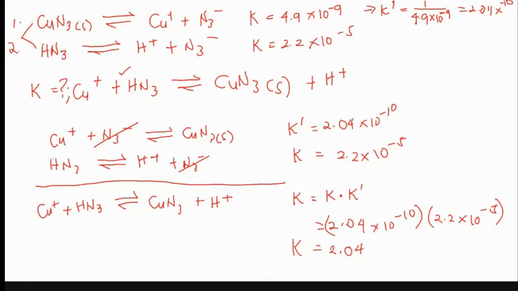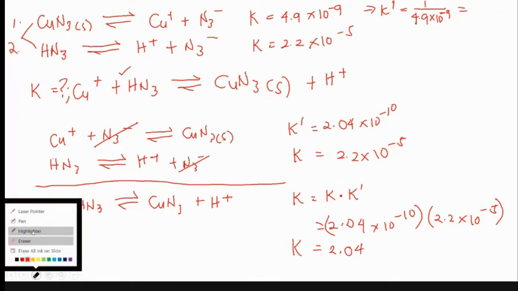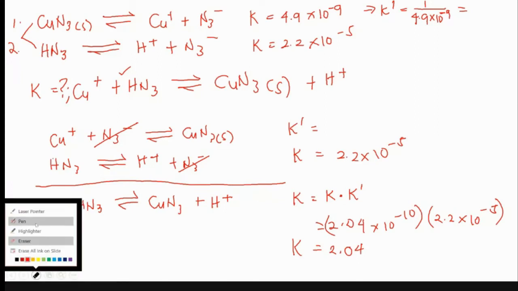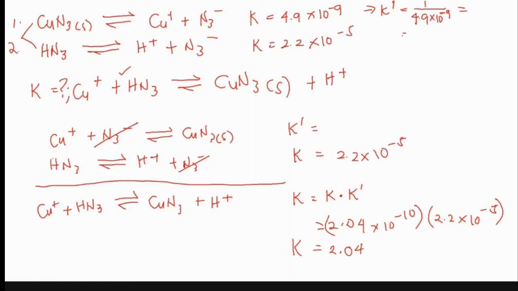So, nung pangatlo tayo, dapat positive, TJ. Ano na? Exponent na. Paki-recompute naman, guys. Again, K prime is equal to 1 divided by 4.9 times 10 raised to negative 9. 2.04 times 10 raised to negative 10 talaga. Raised to 8, ma'am. Raised to 8 po, ma'am.